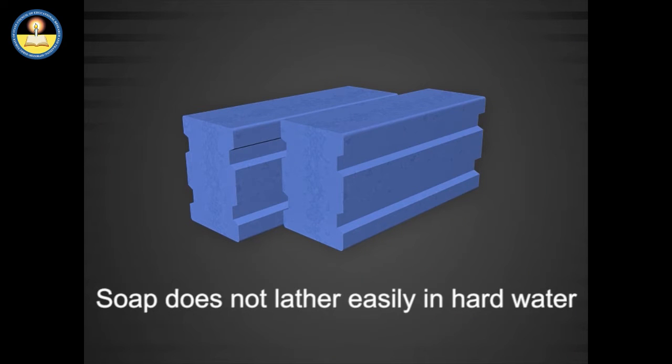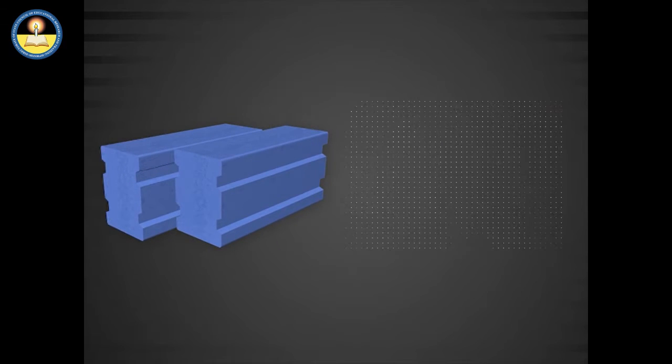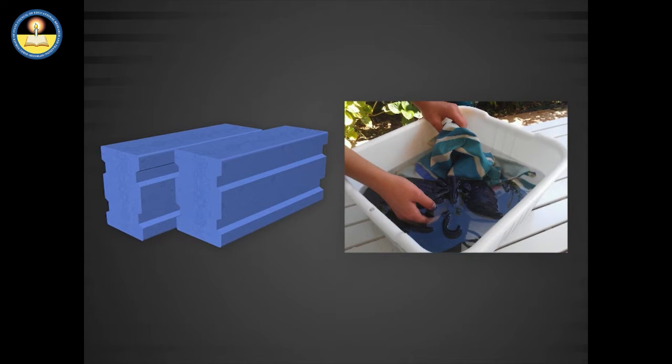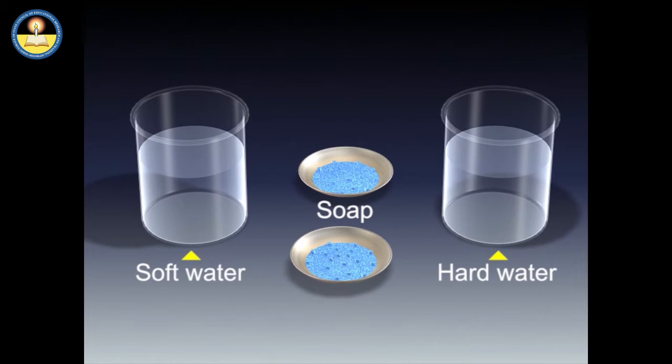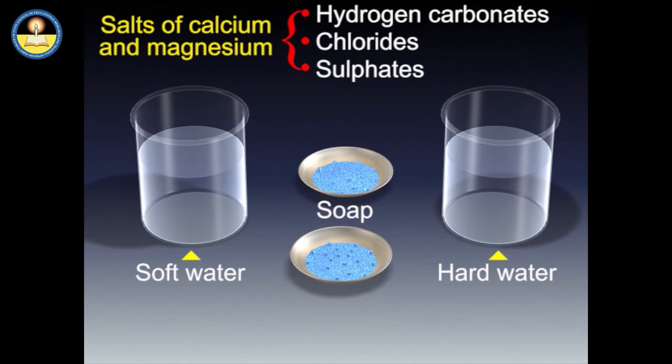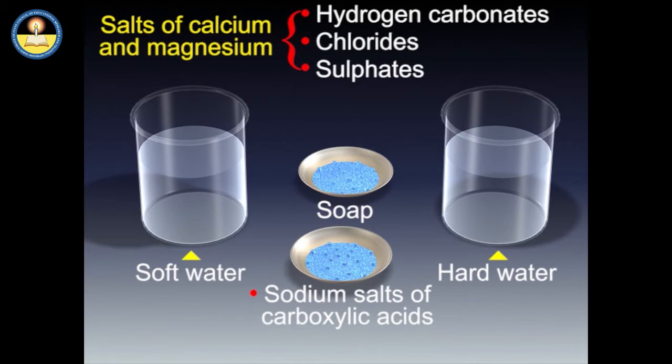Soap does not lather easily in hard water. We all know that soaps are used for washing clothes. However, these are not effective in case of hard water. The hardness of water is due to hydrogen carbonates, chlorides and sulfates of salts of calcium and magnesium present in hard water. Soaps are sodium salts of carboxylic acids.